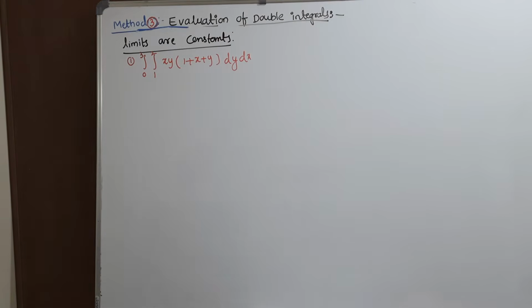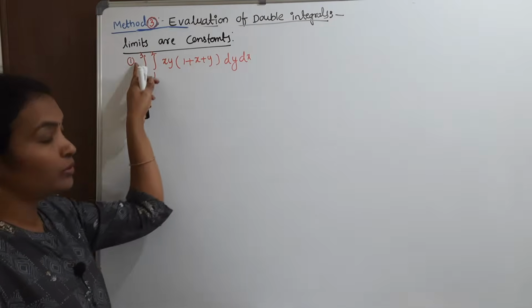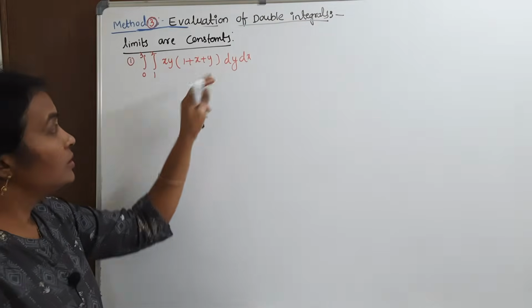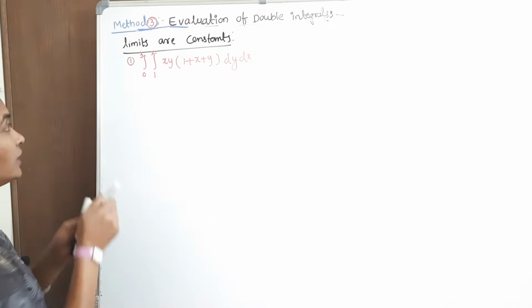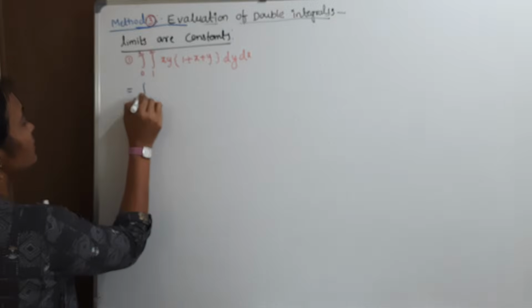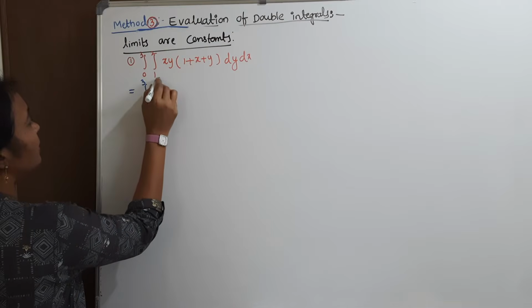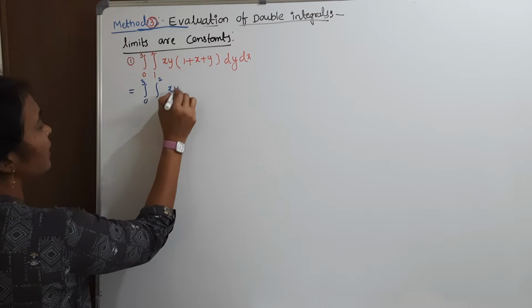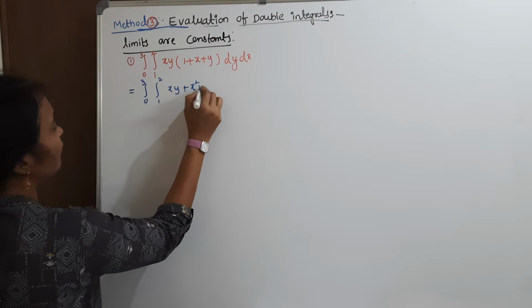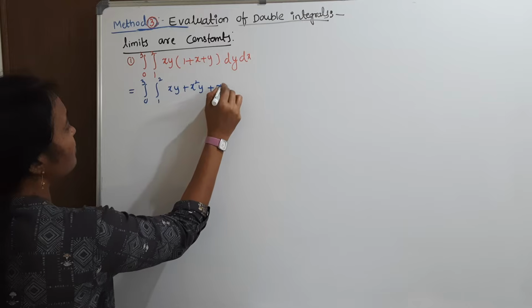See all of you, this is the given problem here. These are the limits, 0 to 3 and 1 to 2. This is the function. First I rewrite the given equation. First simplify that. How can we write this? xy plus x square y plus xy square.